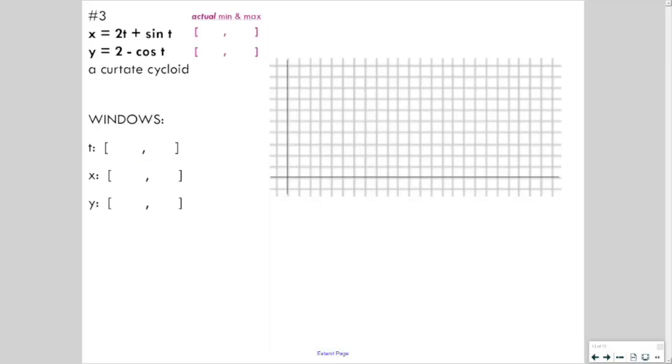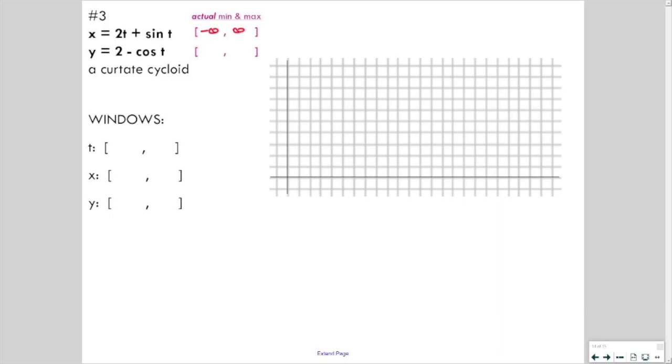All right, so number 3 looks like this. We've defined x as 2t plus sine t and y as 2 minus cosine t. Now, here's the deal. That 2t that's sitting out in the front, that's what makes this a type 2. We don't have t contained in sine or cosine or tangent, and so we're going to see that the actual min and max for x is negative infinity to infinity.